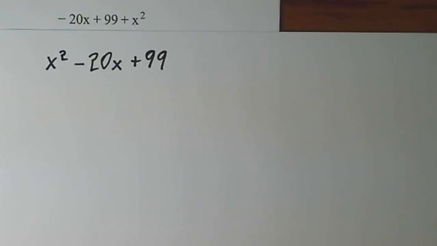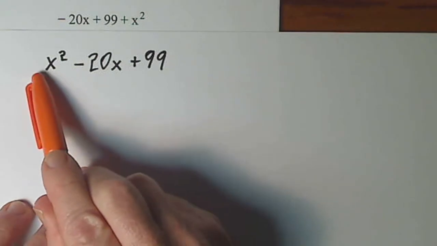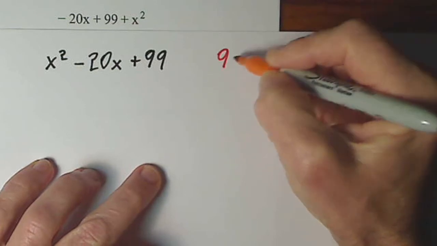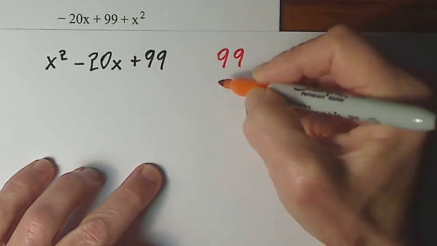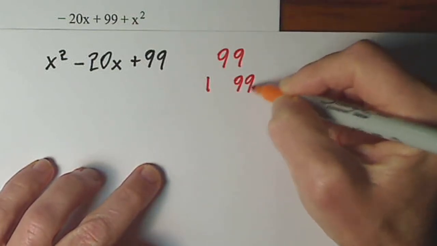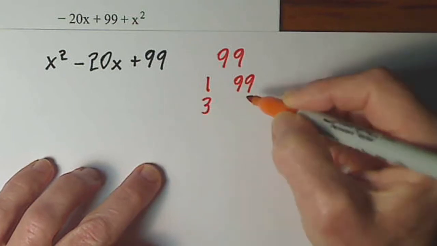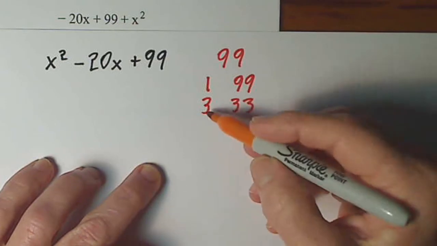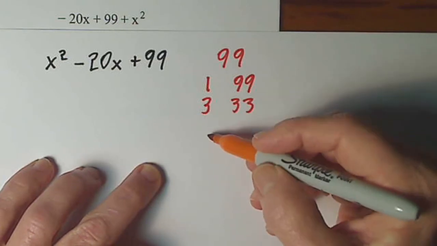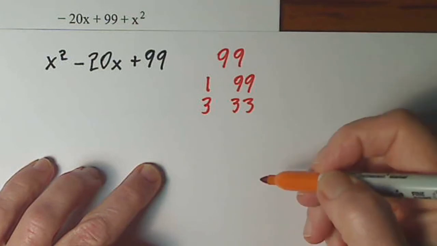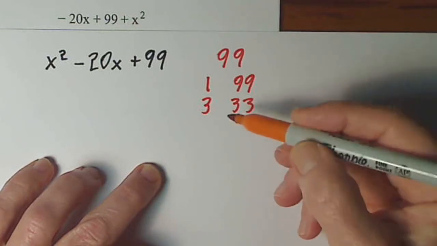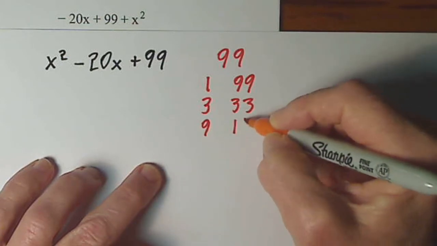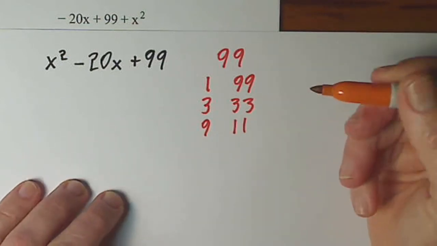If there's no leading coefficient, nothing in front of x squared, you simply take the last term and list all the factors. 1 and 99, 2 won't work, 3 and 33, 4 won't work, 5 won't work, 6 won't work, because if you double 3 you get 6. I can't cut that in half nice and neat. 7 won't work, 8 won't work, 9 goes in 11 times. We've listed all our factors.